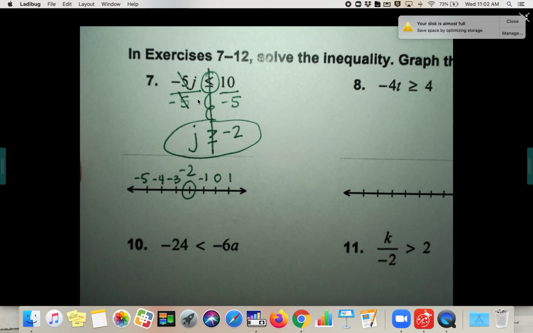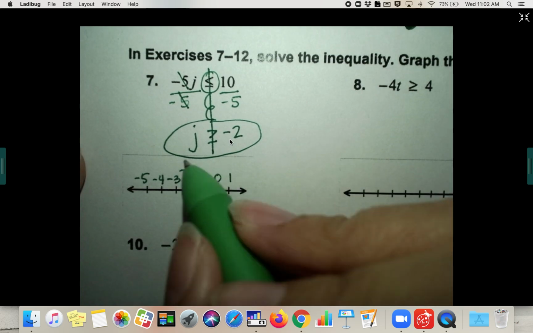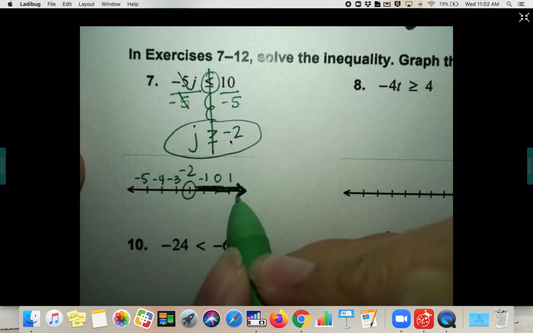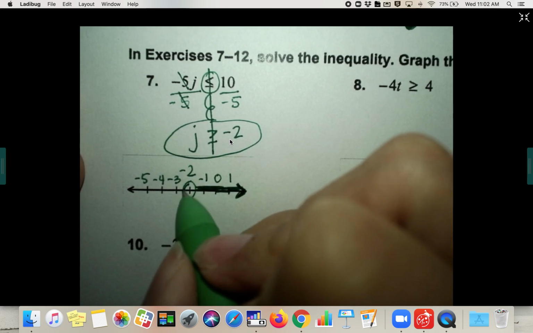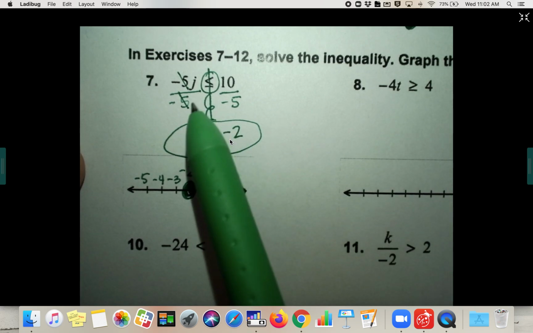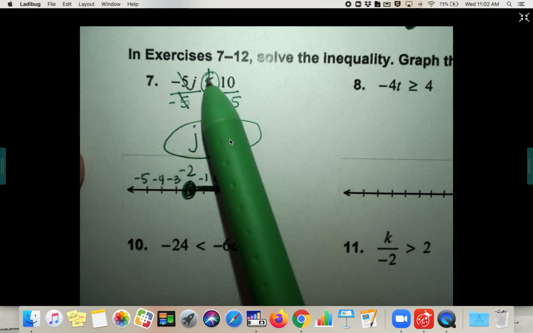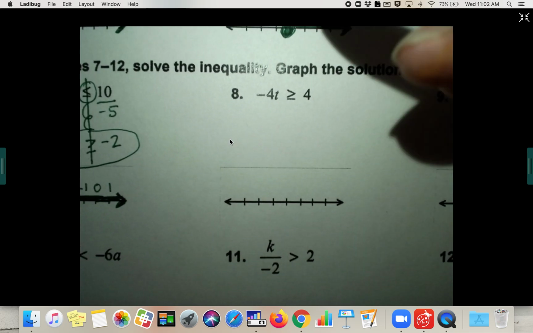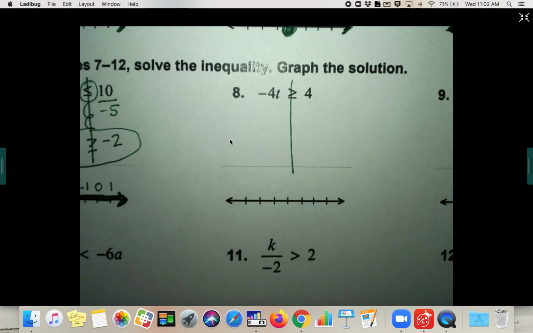Now what we have is J is greater than or equal, so it's going to be to the right. If you did not flip the symbol, you will get this answer wrong. It has to be flipped because we divided by a negative. If you divide or multiply both sides by a negative, that's when you switch that symbol. All right, so now let's just practice it a few more times to lock it in your brain.